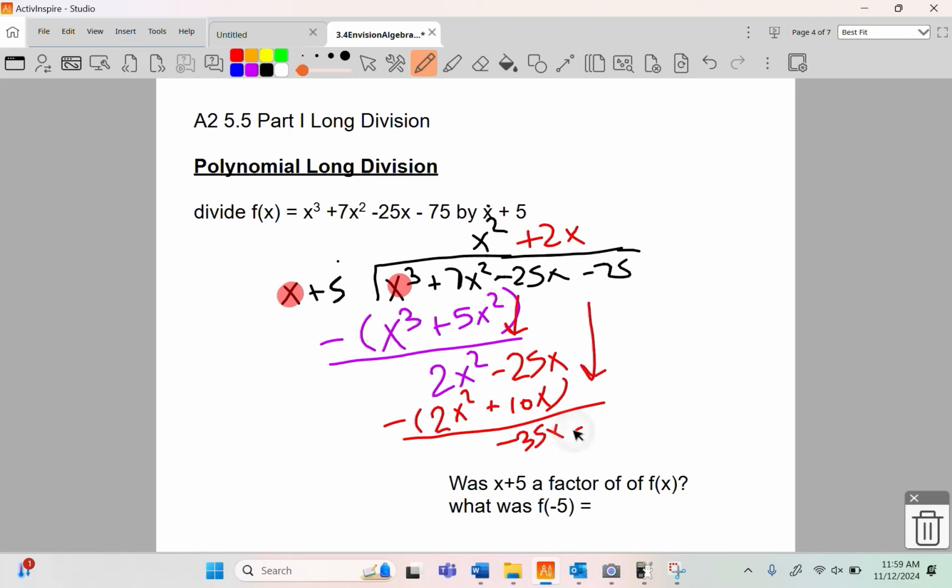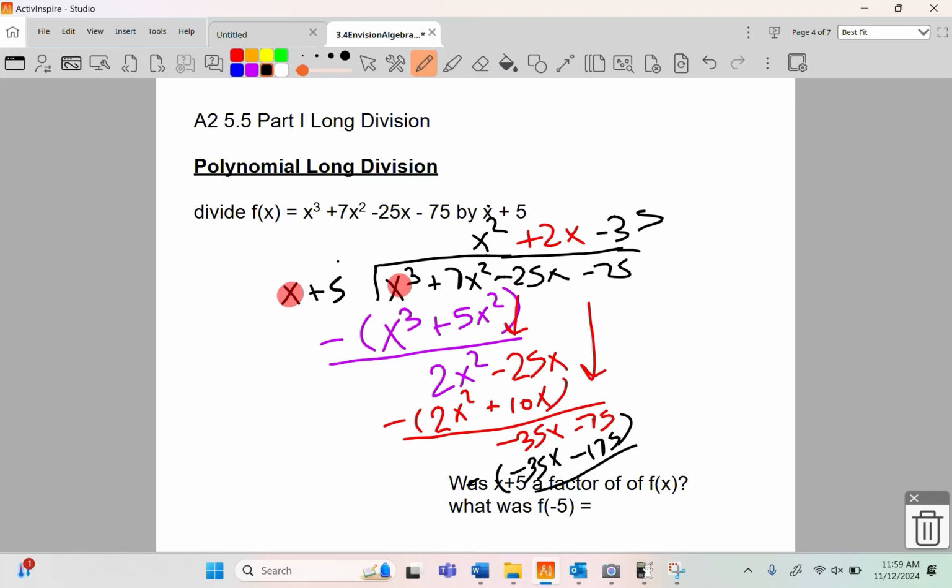Carry down your negative 75. And what do you multiply that leading x by to become a negative 35x? Negative 35. That gives you a negative 35x minus 175. I told you to write small. What is a negative 75 take away negative 175? Legit fifth grade math. Negative 75 take away negative 175.